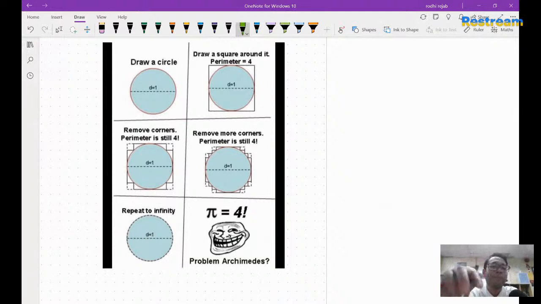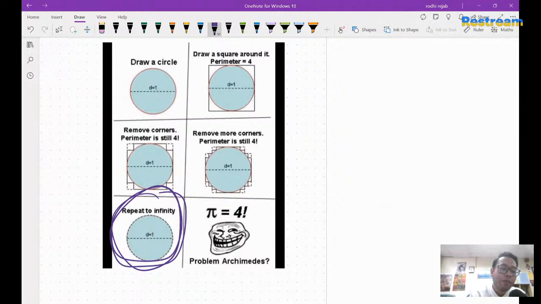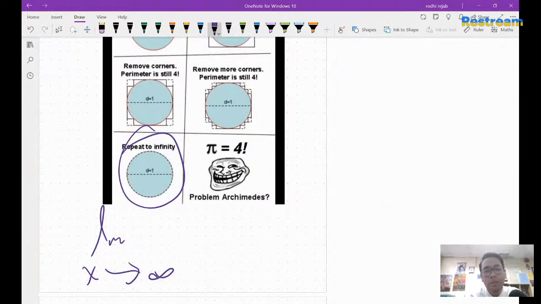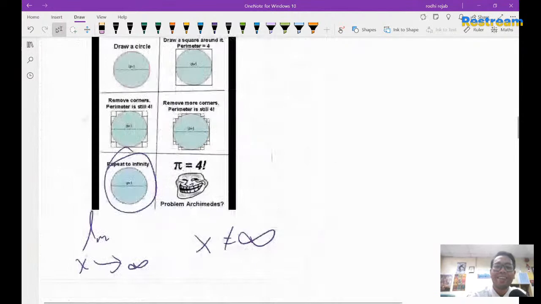But what actually happened? How can pi equal 4 when we learn pi is 3.141 and so on to infinity? Because this process repeats to infinity. Once infinity enters the equation, weird stuff will happen. That's why in our maths, normally when we do limits questions, we only say x approaching infinity. We never say x equals infinity. We only say it's approaching infinity. So don't put infinity in your maths, then things can get crazy.